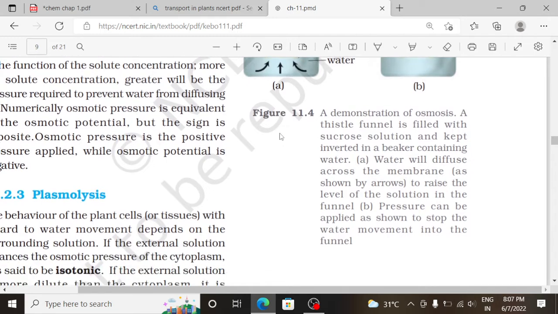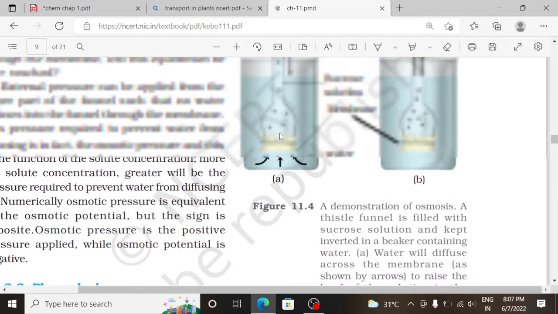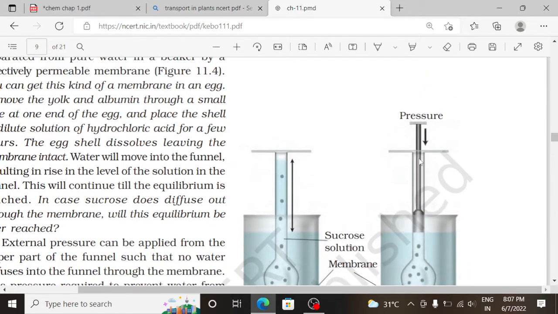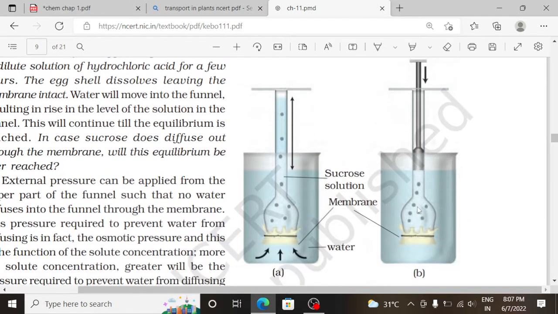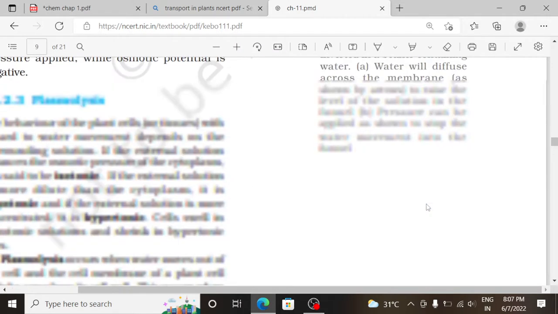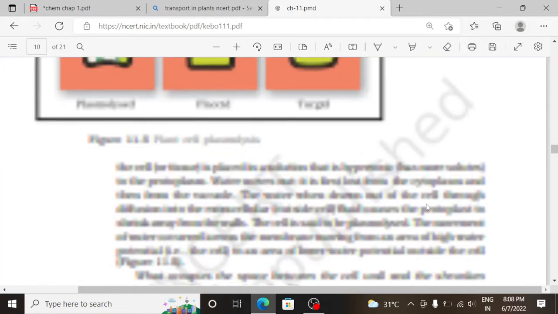And in diagram B, pressure can be applied as shown to stop the water movement into the funnel. So here they have applied pressure externally. So here pressure is applied to stop the water movement into the funnel.